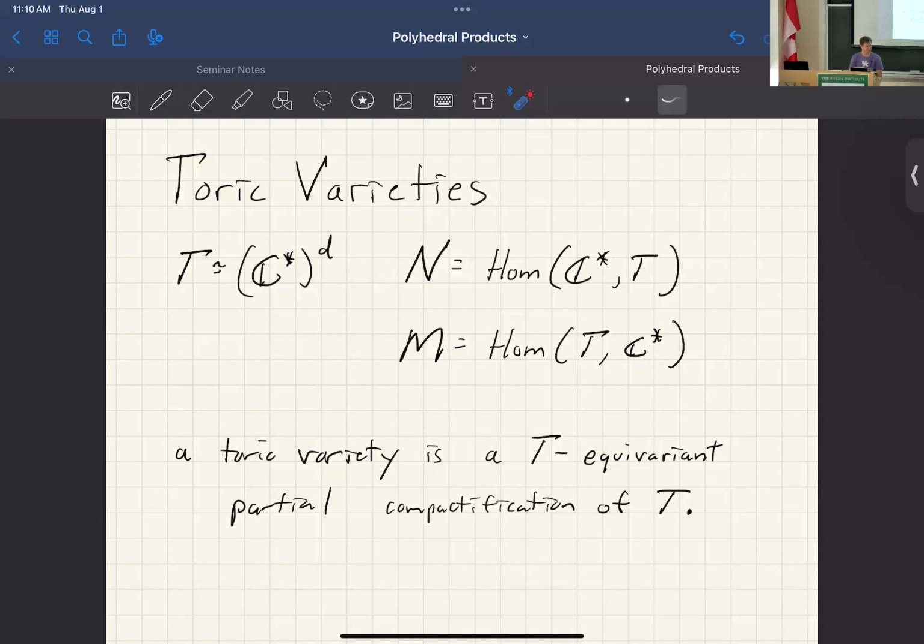So M is like the coordinate ring. It contains information of the coordinate ring of the torus. And N contains information, like I said, of these curves inside the torus. And the fact that there's a pairing is like the cool thing that you use to get a lot of the combinatorics of toric varieties to tell you things about algebraic geometry. So the one-dimensional things and then the maps. Right.